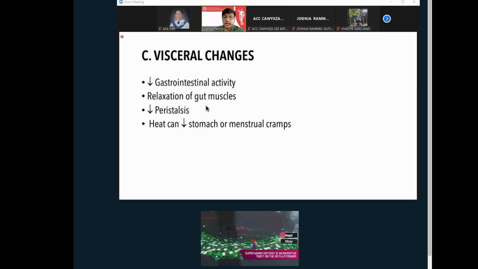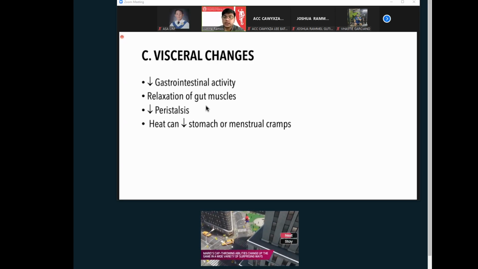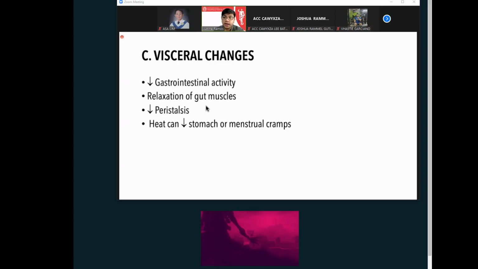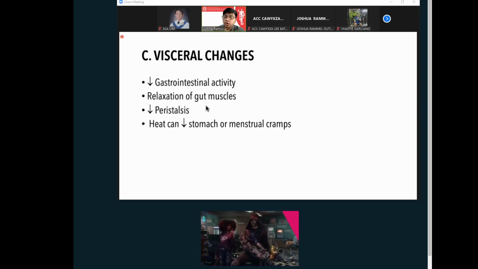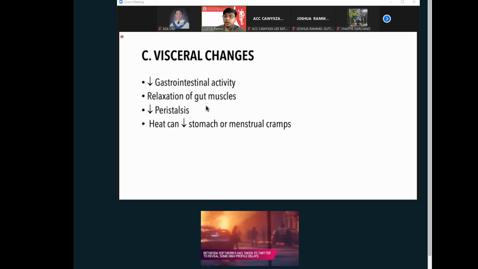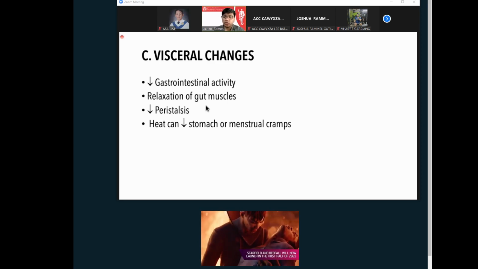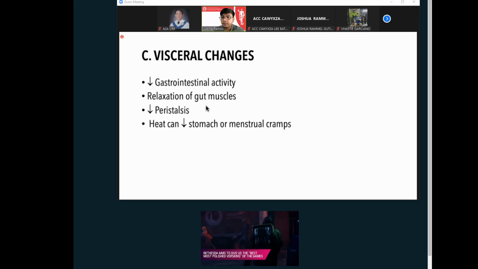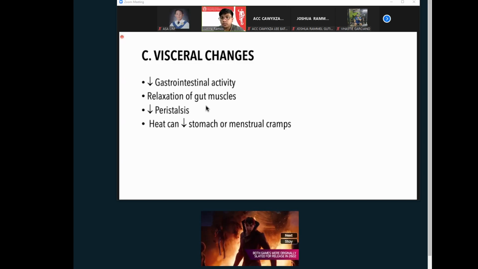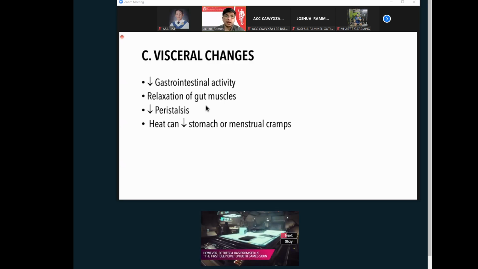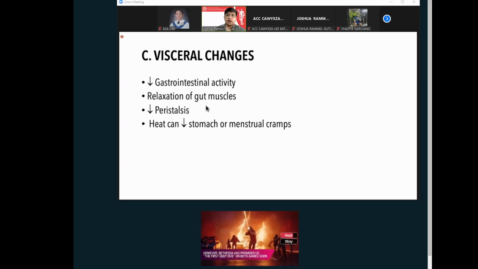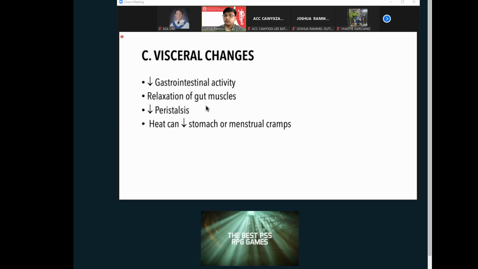It decreases the peristalsis, di ba? Peristalsis is the involuntary contraction and relaxation ng ating digestive tract para ma-propel yung food or contents from your esophagus all the way to your GI tract. So, in order to decrease the peristaltic movement of your esophagus down to your GI tract, pwede ka mag-apply ng heating modality.